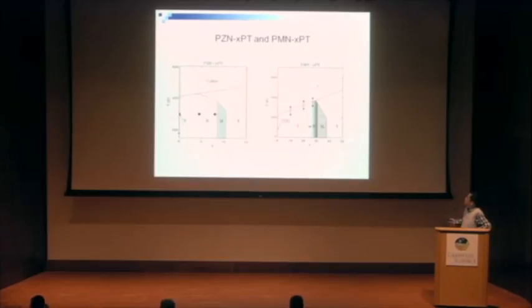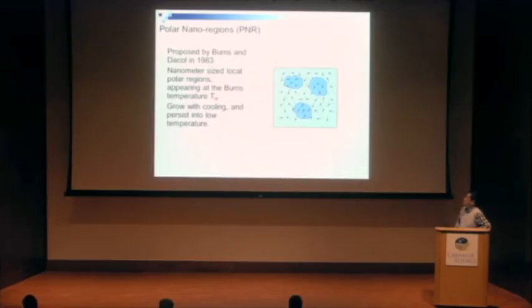At low temperature, the doping changes the rhombohedral structure to a monoclinic MPB phase, and in this talk, we will focus on doping on the left side of the MPB phase. And one unique structure in this relaxor system is the polar nanoregion, PNRs, which was first proposed by Burns and Dacol in 1983. This nanometer-sized local polar region appears at the Burns temperature, TD, which is higher than TC. And the PNRs grow with cooling and persist into low temperature.